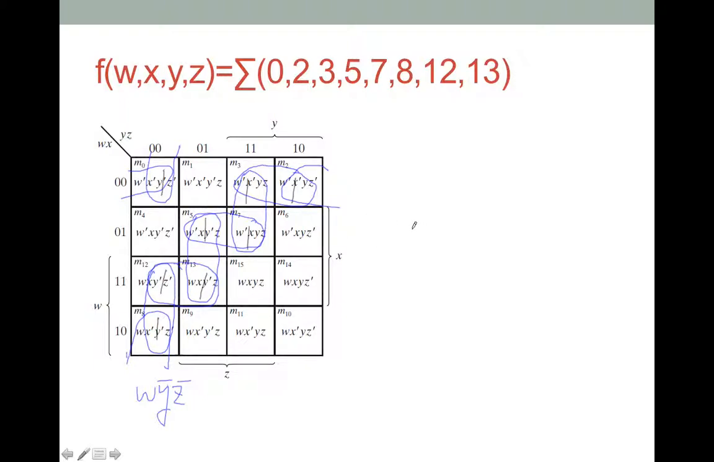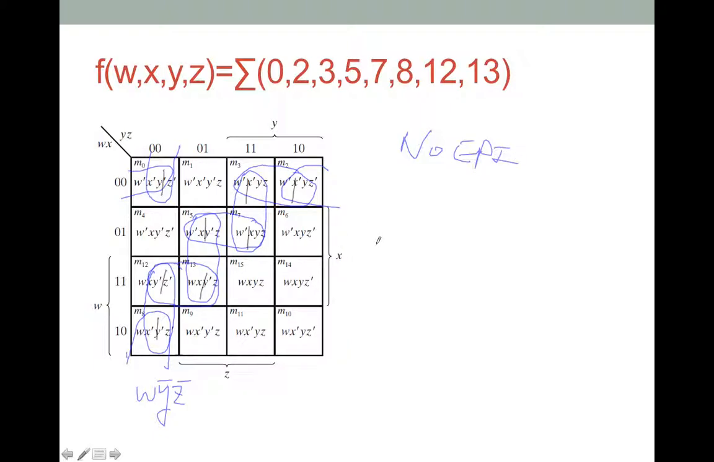So next step is identify essential prime implicant. Essential prime implicant, the prime implicant should have at least one cell not shared by other prime implicants. But as you can see, all the cells are shared by 2 prime implicants. So we don't have any essential prime implicants in this case.